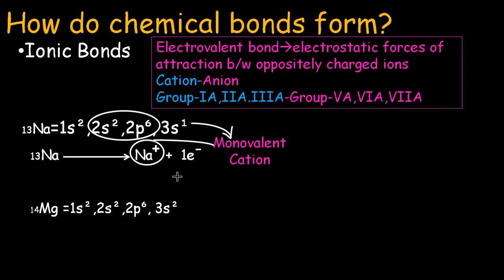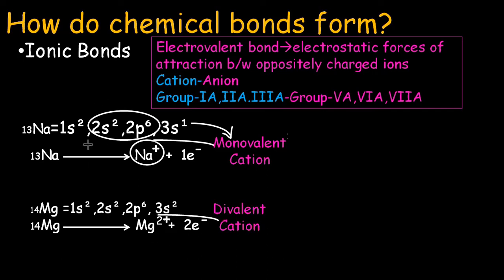Now consider magnesium that belongs to the group 2A. Magnesium contains 2 electrons in its valence shell. When it loses 2 electrons, it will get the electronic configuration of neon. After losing 2 electrons, magnesium becomes magnesium 2 positive cation. As it contains 2 positive charge, it is a divalent cation. This is how the cations are formed. The elements of group 3A, after losing 3 electrons, will become the trivalent cations. And this series goes on.